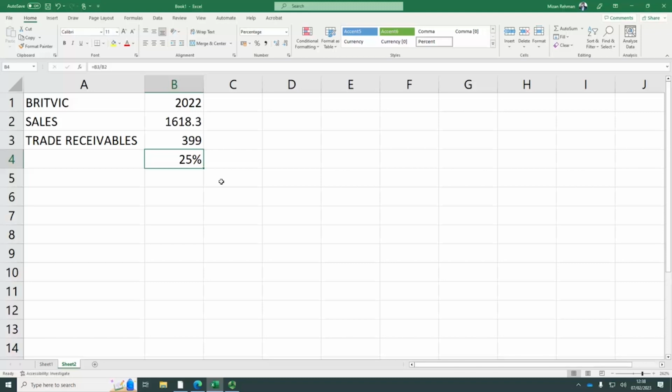Okay, so this is an example. For Britvic, receivables are extremely important. Okay, they need to be managed properly. But for M&S, they're so small that analysts could ignore those figures. Okay, so that's what I'm trying to say.